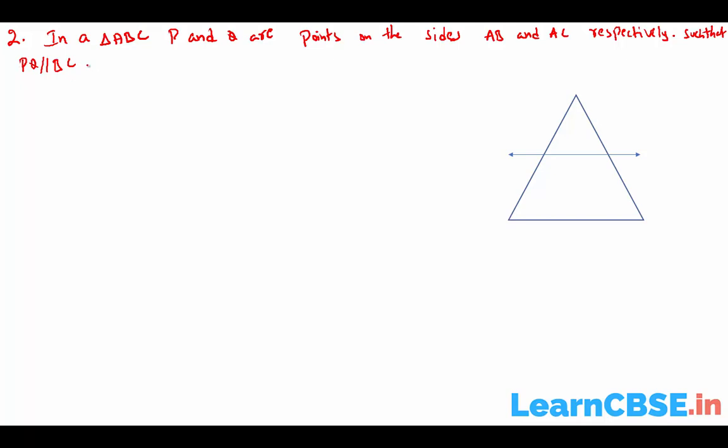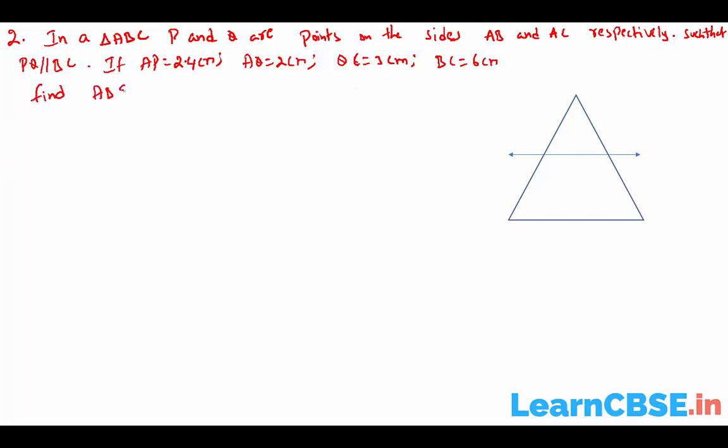If AP equals 2.4 centimeters, AQ equals 2 centimeters, QC equals 3 centimeters, and BC equals 6 centimeters.